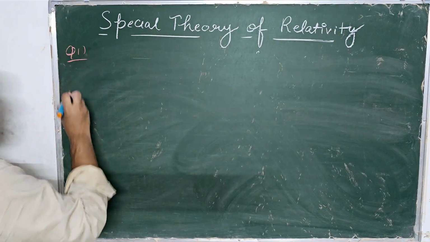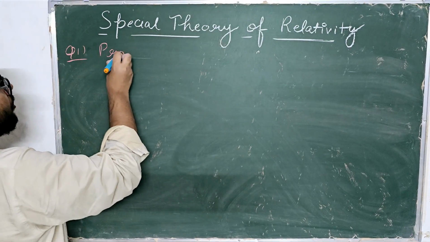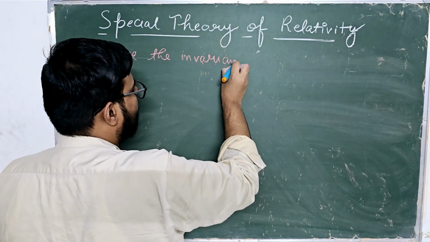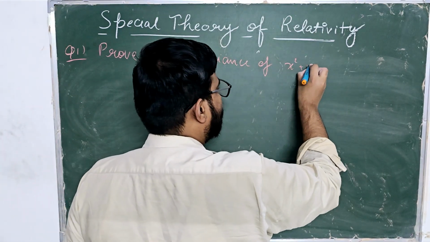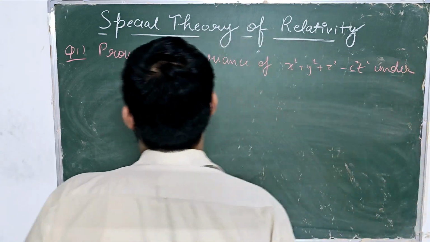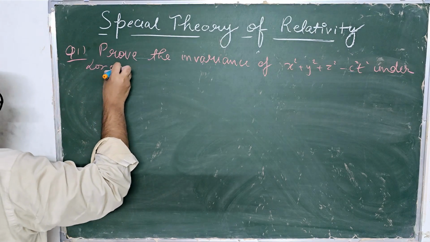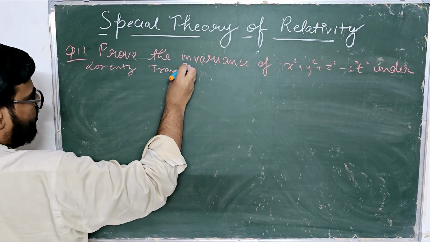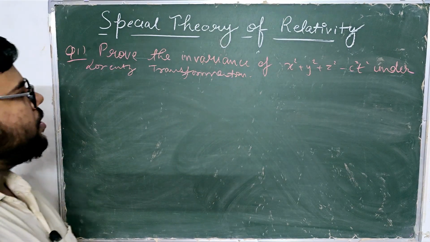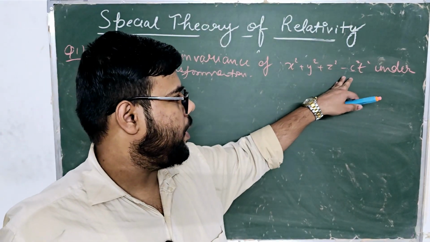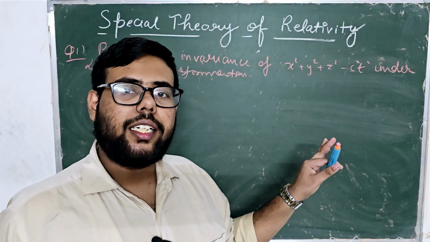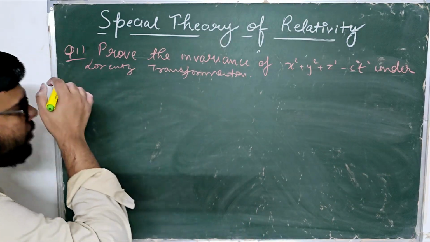So question number 1 is: prove the invariance of x² + y² + z² - c²t² under Lorentz transformations. Okay, so it basically means that x² + y² + z² - c²t² is equal to x'² + y'² + z'² - c²t'², right? So we have to prove this.